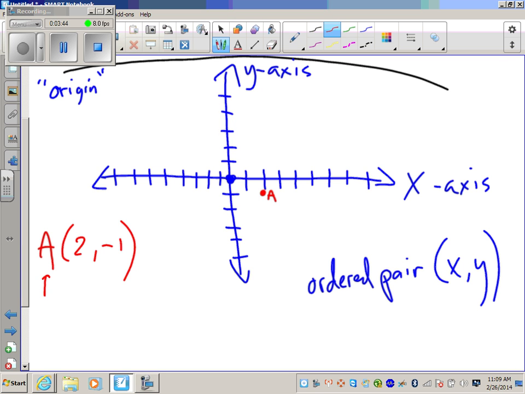If I wanted you to put a B at (-2, 4), I would go to -2, which is here. And then if it's 4, would I go up 4 or down 4? Up 4. 1, 2, 3, 4. And there would be my point for B. I mean, it's hard to do without the lines. You'll get some lines.